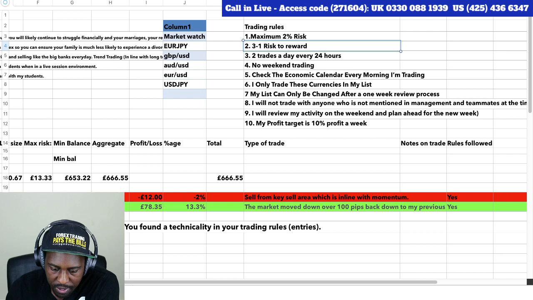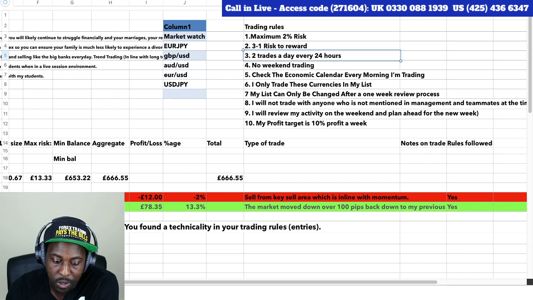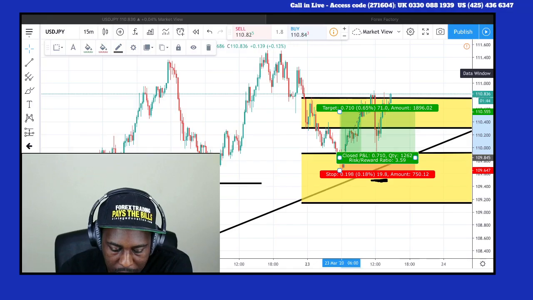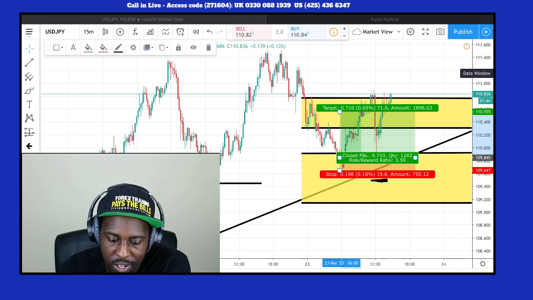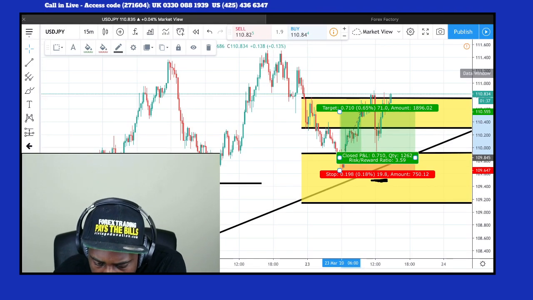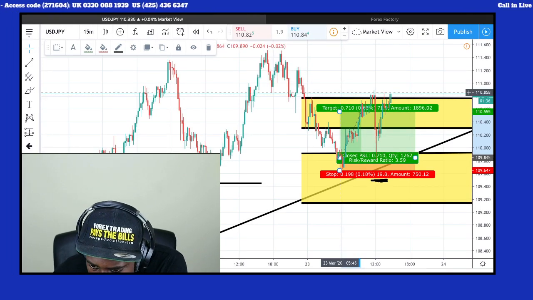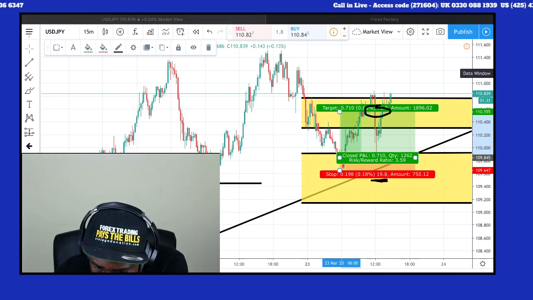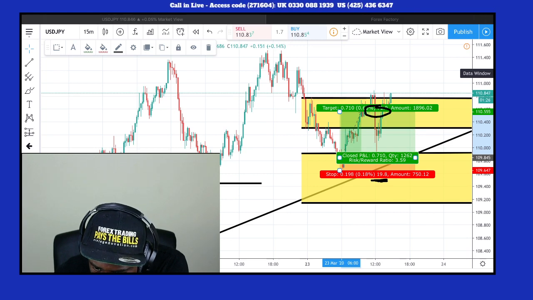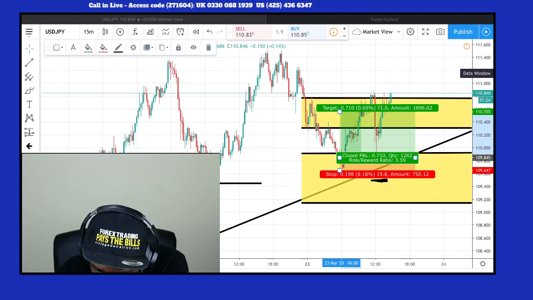What does our target need to be based on the trading rules? It needs to be 3 to 1 at least, right? So what does that need to be? Well, for those of you who aren't the best at maths, 20 pips stop loss, it needs to be at least a 60 pip target, correct? Okay, so now we're looking at 60 pips. Can you see this already? 71 pips.